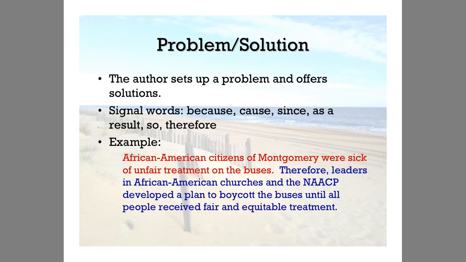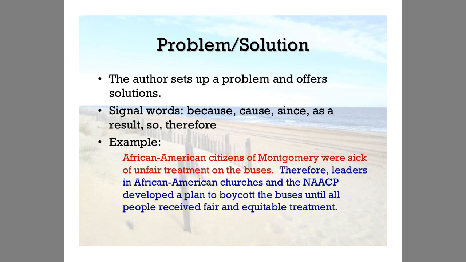So problem solution is one type of expository text structure, and with this text structure, the author sets up a problem and offers solutions to that problem. And we can usually identify a problem solution text structure by viewing words such as because, cause, since, as a result, so, and therefore. When we see those words in a text, that usually lets us know that the author is using the problem solution text structure.